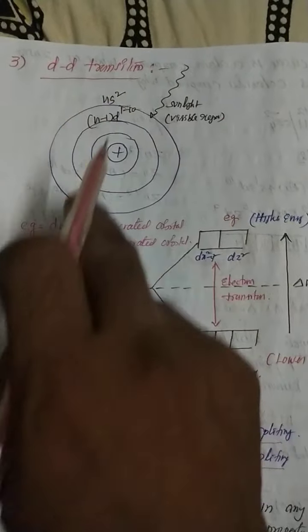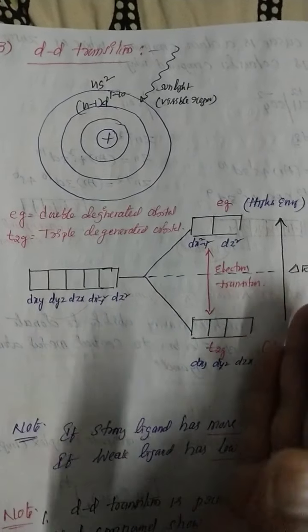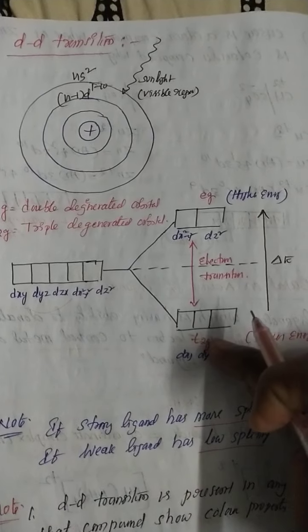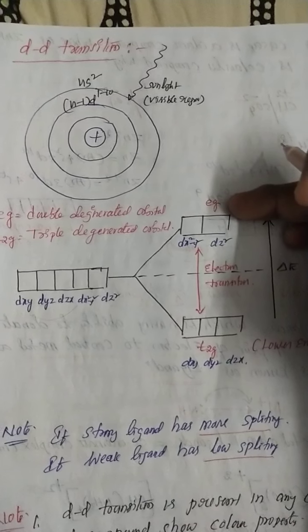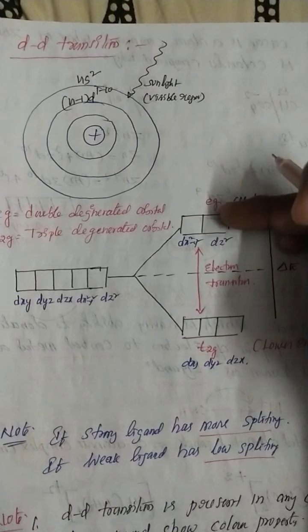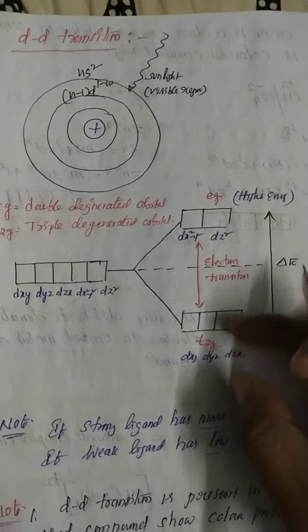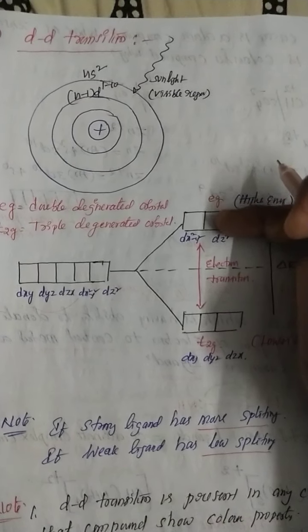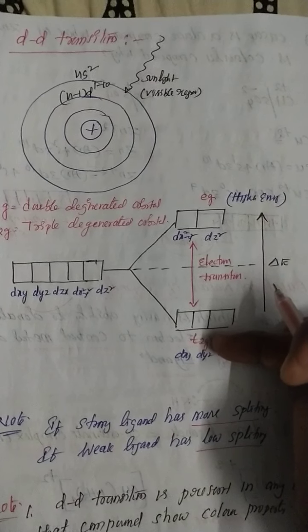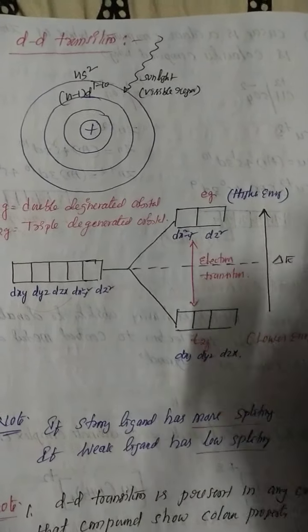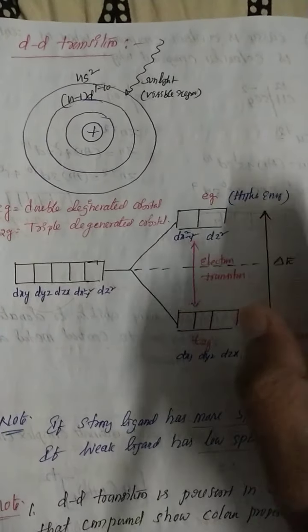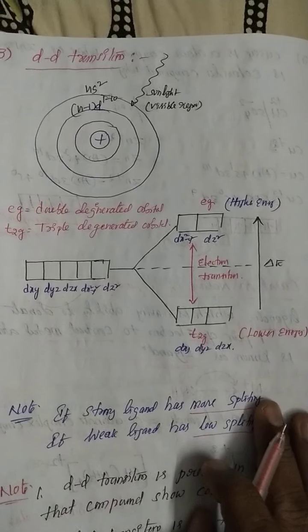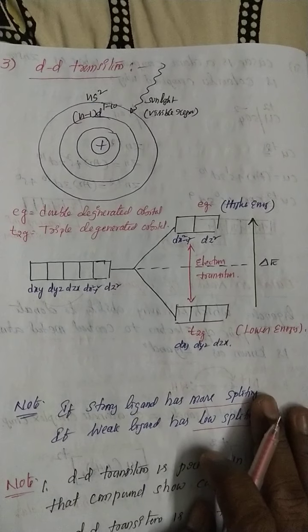on the particular compound, immediately these electrons jump from the T2G level to the EG level. After that, they immediately come back from the higher energy level to the lower energy level. When the electrons jump from the higher energy level to the lower energy level, energy is emitted. The emitted energy is converted into color. So ultimately, my dear students, listen carefully.